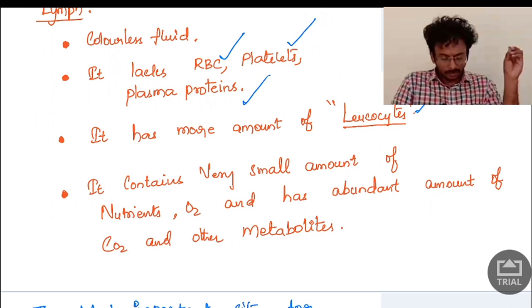Let's come to this step. The most important site for the formation of lymph is the interstitial space, which means the tissue space between the cells. As the blood passes through the capillaries, I already discussed what a capillary is. The branch of arteries is called an arteriole and the branch of veins is called a venule. The point where they join is called a capillary.